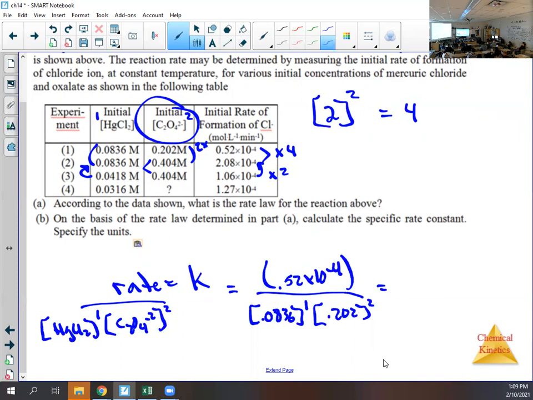So I think I got it. The bottom stays as the initial, so like the 0.202 always stays as the first initial given thing. We use this process to just find exponents. Then to find k, we pick whatever row we want and just plug it all in. Wait, so you could take 0.404 raised to the 2 on the bottom? I could, but I'd have a different rate. Any of these top 3 rows you plug in, you'll get the same value for k.